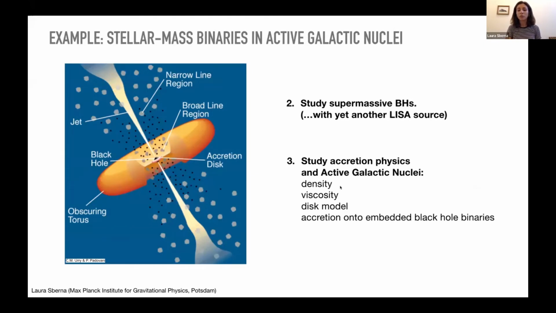So we might try to learn about what the density of the gas in the disk is, what the viscosity is, what disk models best describe this disk, and how black hole binaries accrete when they're in such a dense environment. And of course, we could also try to learn about the properties of the supermassive black hole at the center of the AGN. And this would be yet another way in which LISA sources could measure massive black hole properties, besides massive black hole binaries and extreme mass ratio inspirals.